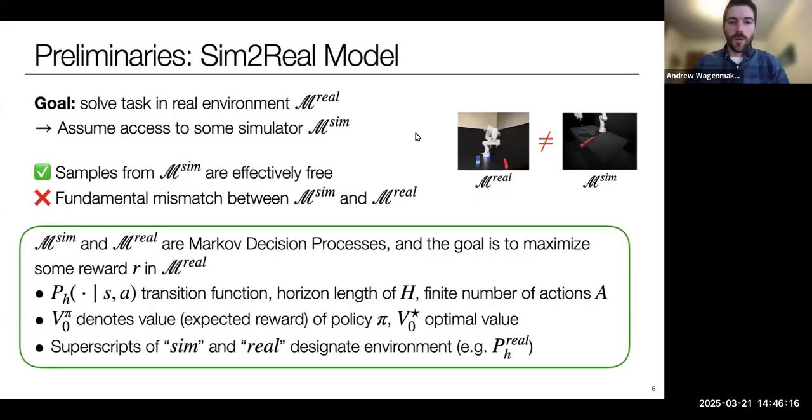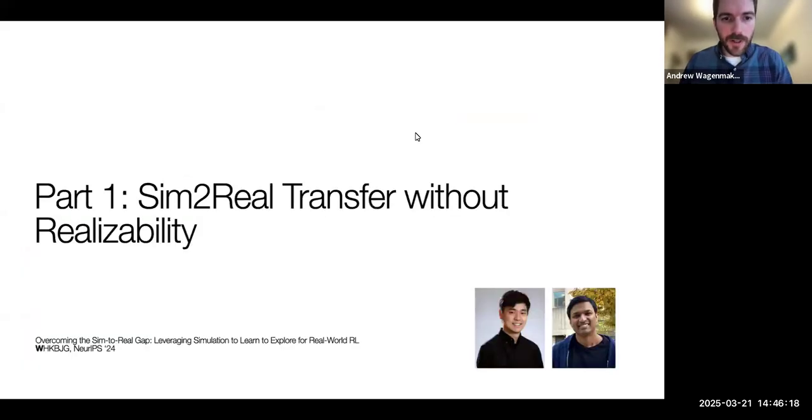Okay, cool. So we'll first start with sim to real transfer without realizability, where there's this irreducible gap between my sim and the real. This is based on a paper we presented at NeurIPS this past December, in collaboration with several different people, but I want to in particular highlight Kevin, who did a lot of the experiments I'll show you, as well as Abhishek, who was the main advisor on this project.